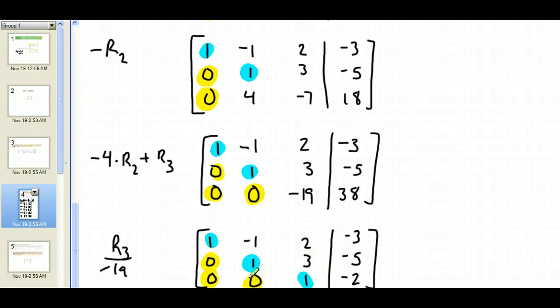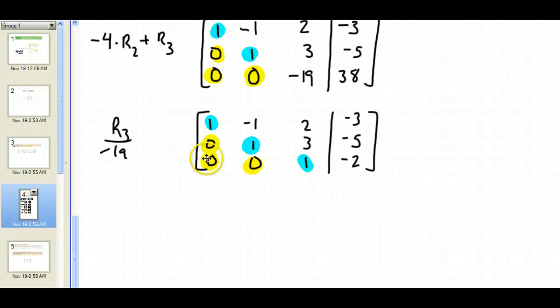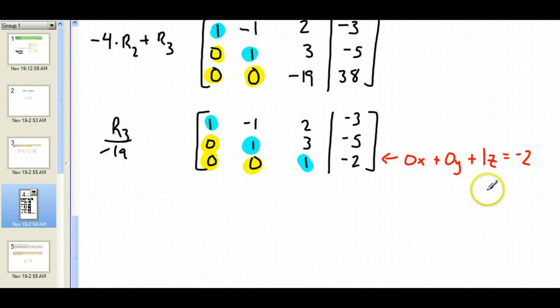So remember, what did we say this means? That bottom row is 0x, 0y, 1z equals negative 2. That means 0x plus 0y plus 1z equals negative 2. Well, 0x is 0, 0y is 0, 1z is just z, so that's telling me that z is negative 2.